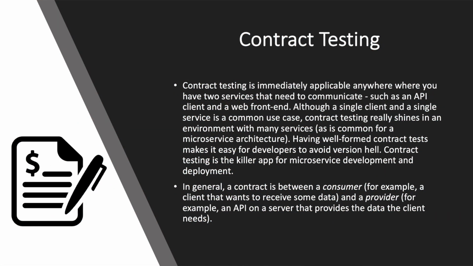Well, the solution is contract testing. Contract testing is immediately applicable anywhere you have two services that need to communicate, such as an API client and a web front. Although a single client and a single service is a common use case, contract testing really shines in an environment with many services. Having well-formed contract testing makes it easy for developers to avoid version hell. Contract testing is the killer app for microservice development and deployment.